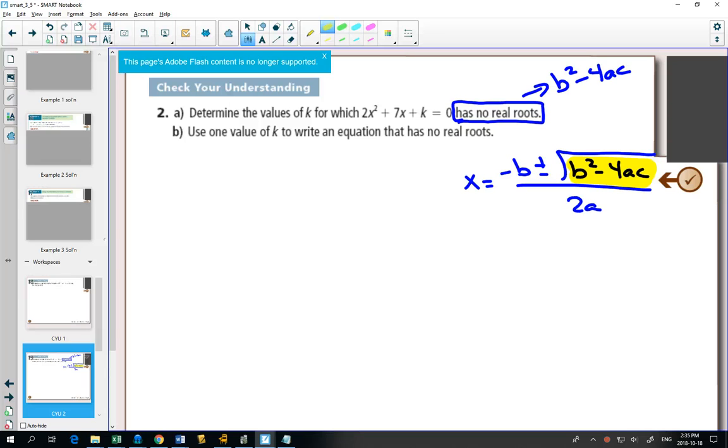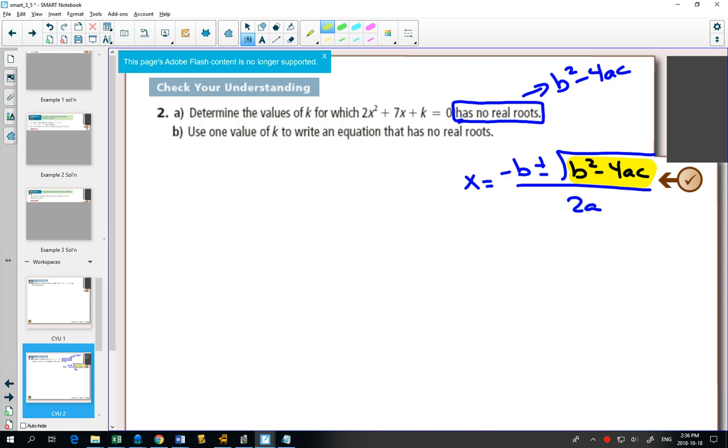If the yellow part is a positive number, you plus or minus a positive number, you will get two roots. If it's 0, you plus or minus 0, you have one root. And if it's negative, you'll plus or minus the square root of a negative number, which is impossible, and you'll have no roots. So the fact that this question says it has no real roots is supposed to trigger you to think about the discriminant. If it does, then this question's not bad.